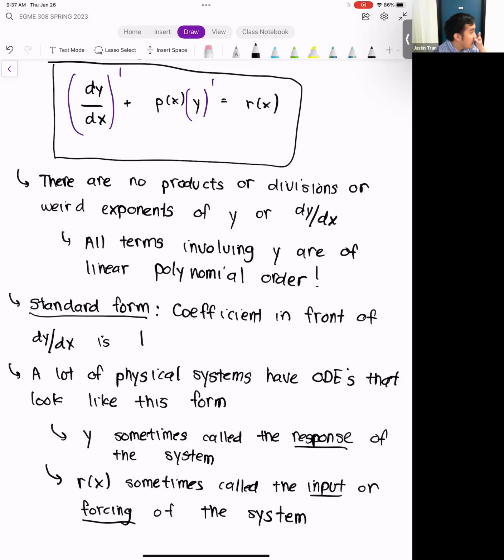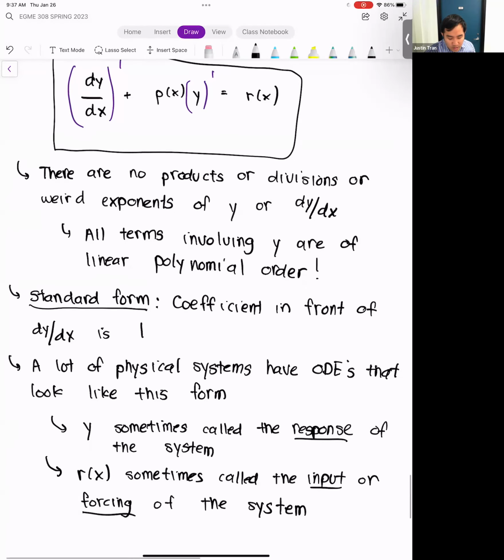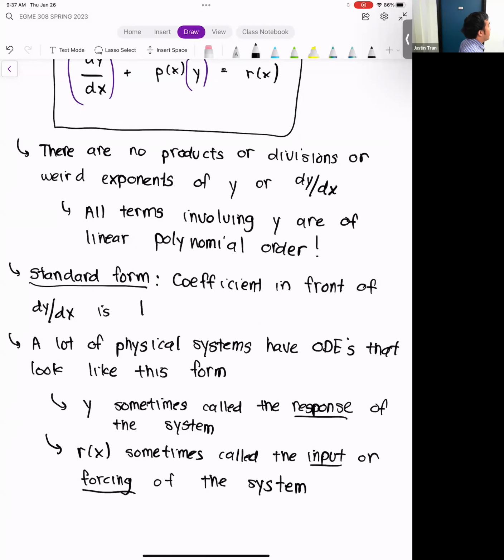And then the function on the right-hand side often has a special name too. So r of x, when it appears in this form right here, is often called the forcing of the system, or the input of the system. What r of x usually represents is some kind of external force or external forcing that you're using to drive the system.